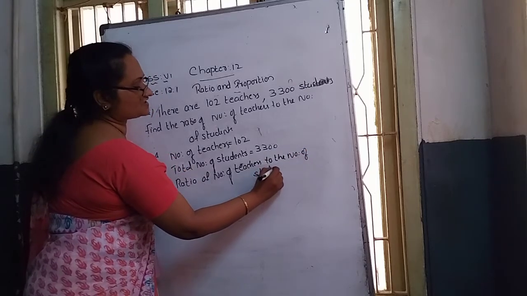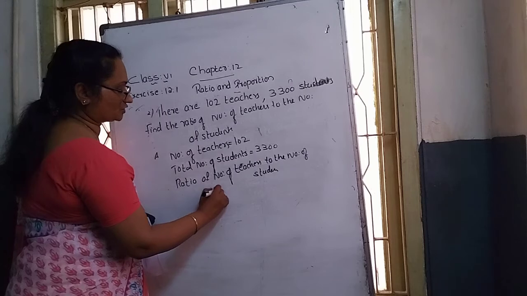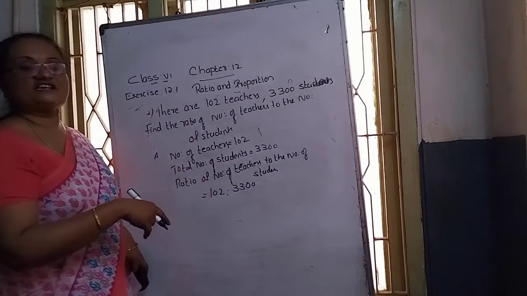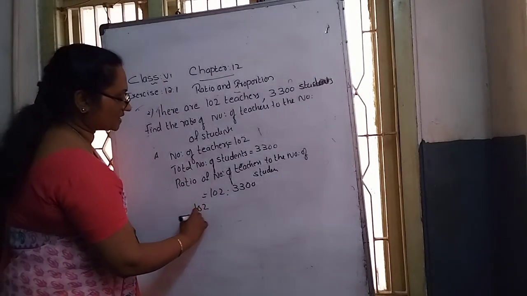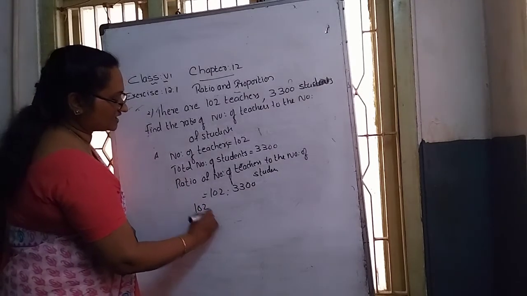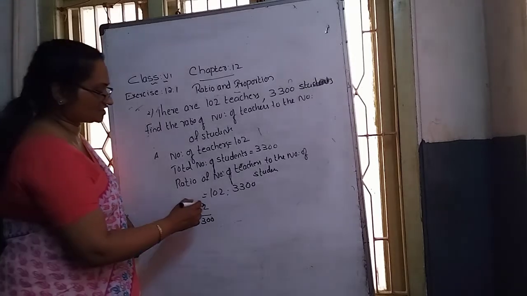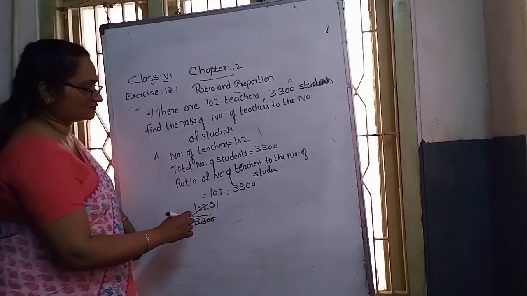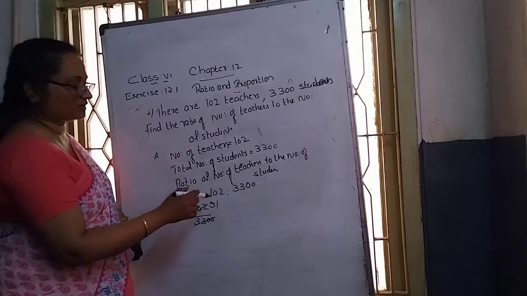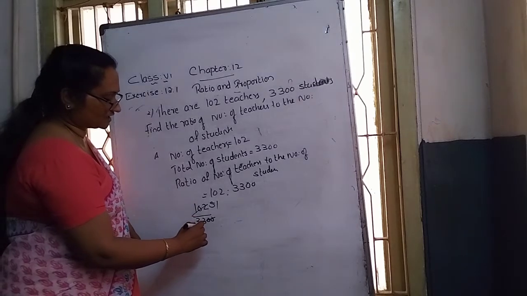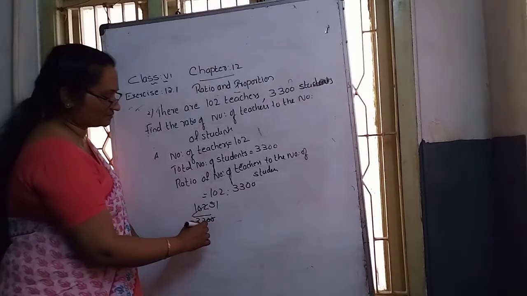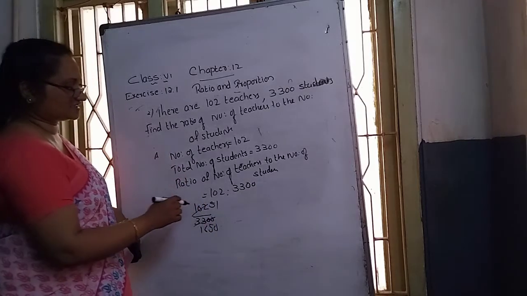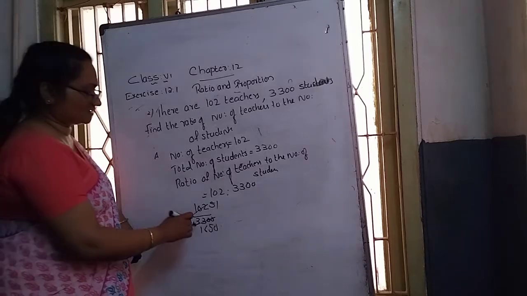So the number of teachers first is 102, to the number of students, which is 3,300. First we write it in fractional form, so 102 by 3,300. Cancellation is possible, so cancel. Two table here: 51. Two table 33, then 1650 will come there.